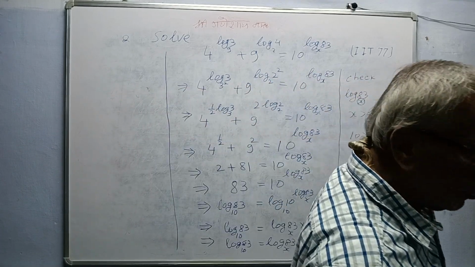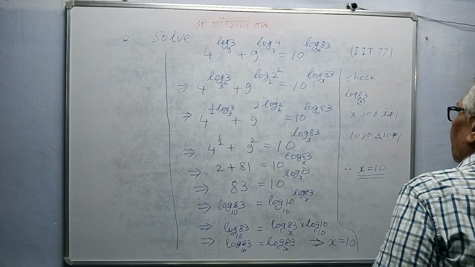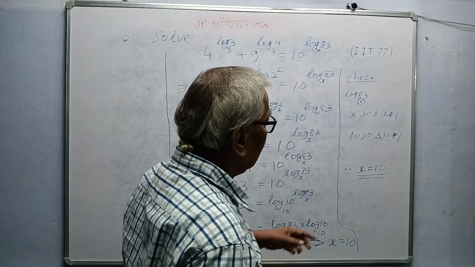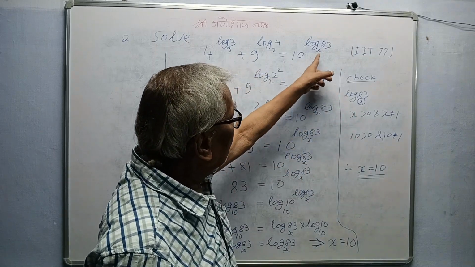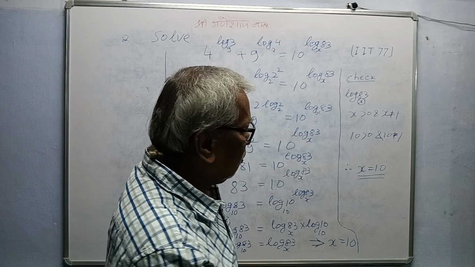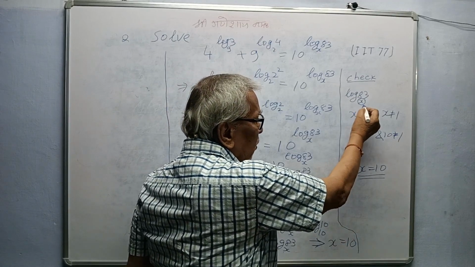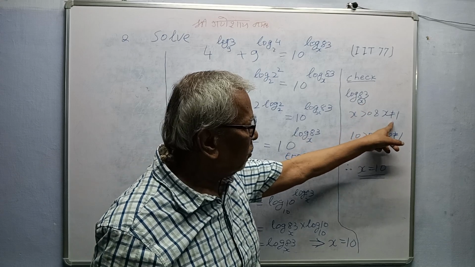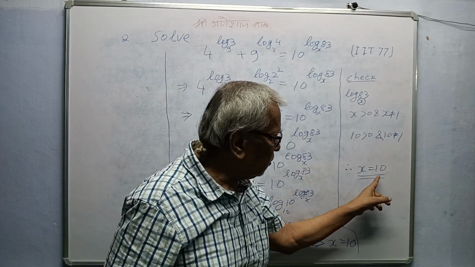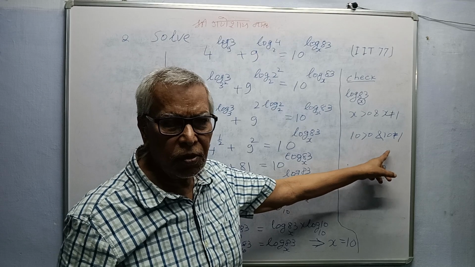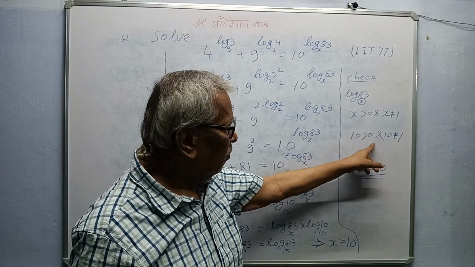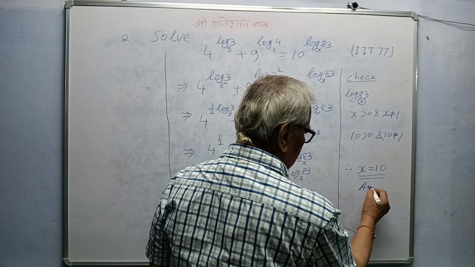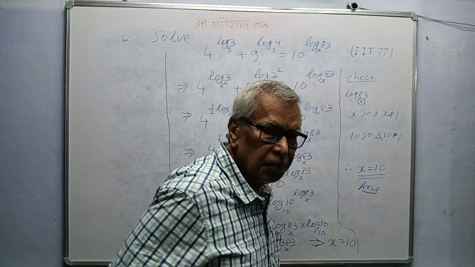But we have to verify, check it. Here we find log 83 to the base x. According to the logarithm formula, x should be greater than 0 and x is not equal to 1. Here we see that x is 10, so 10 is greater than 0 and 10 is not equal to 1. So this satisfies both the conditions. So x is equal to 10 is the answer. This is your answer.